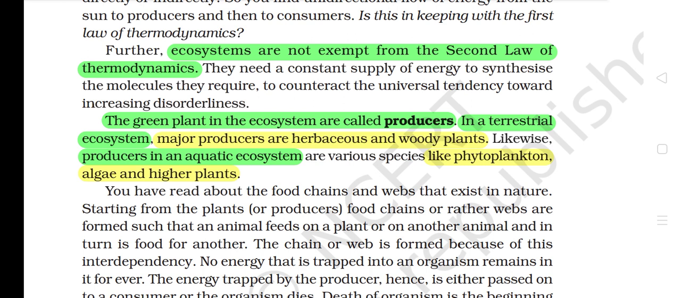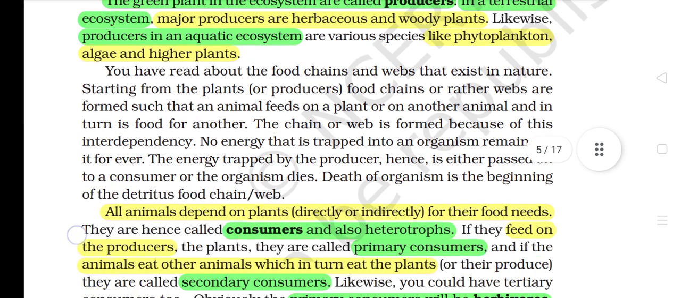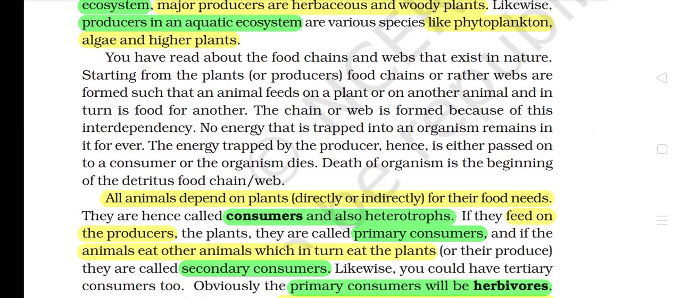The green plants in the ecosystem are called producers. In a terrestrial ecosystem, major producers are herbaceous and woody plants. Likewise, producers in an aquatic ecosystem are various species like phytoplankton, algae, and higher plants. You have read about the food chains and webs that exist in nature. Starting from the plants or producers, food chains or rather webs are formed such that an animal feeds on a plant or on another animal and in turn is food for another. The chain or web is formed because of this interdependency.